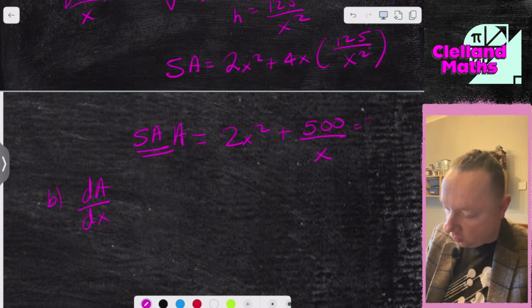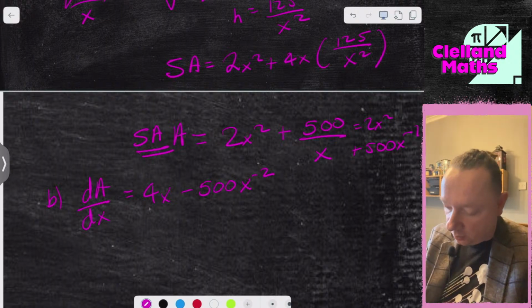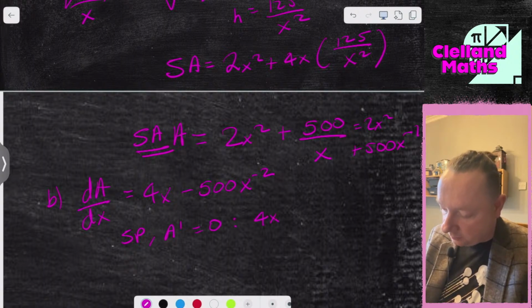Well, let's make that 2x squared plus 500x to the minus 1. So that's 2 2s is 4x minus 500x to the minus 2. Now we want to minimize that, so stationary points when dA/dx equals 0. So we've got 4x minus 500 over x squared equals 0.